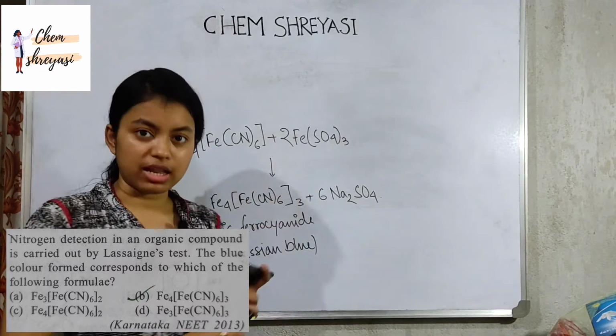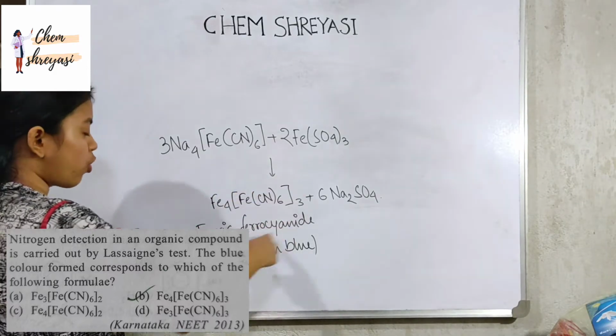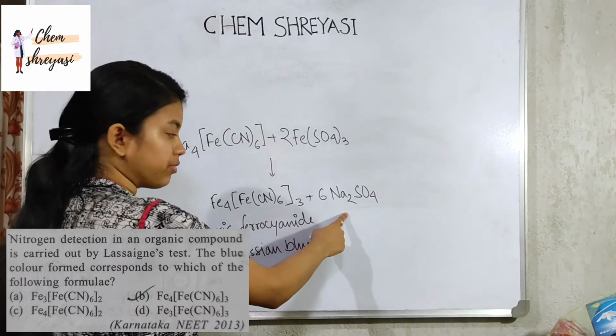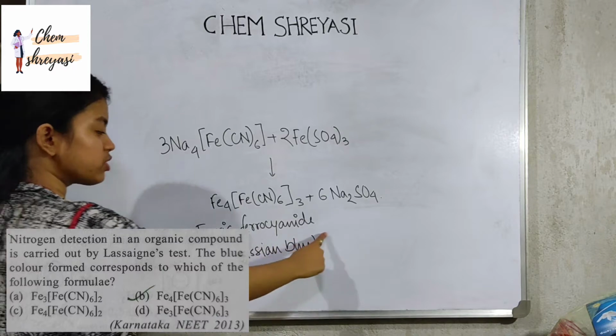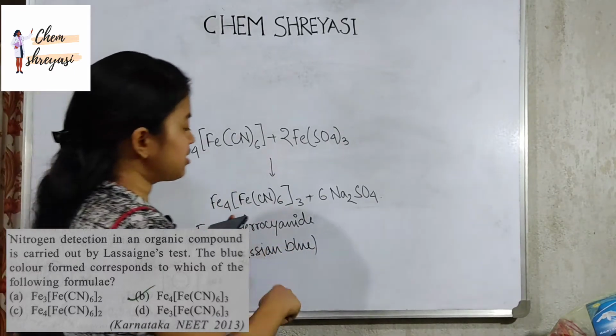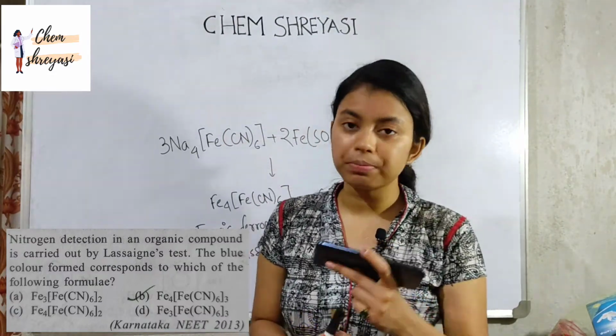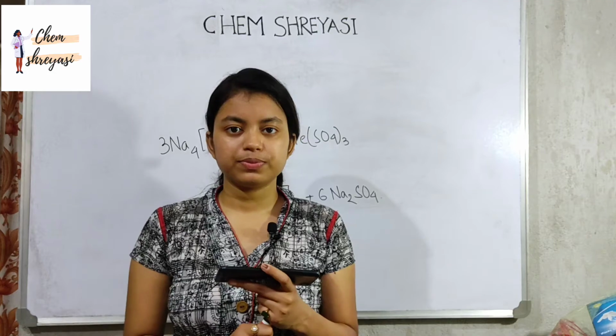and we treat it with iron sulfate, and then we get ferric ferrocyanide, along with sodium sulfate. This ferric ferrocyanide molecule comes as a Prussian blue color, and this is the qualitative detection method of nitrogen. So option B is the right answer.